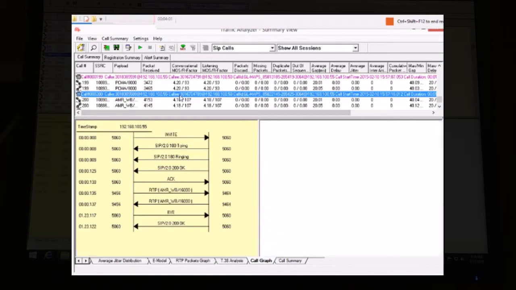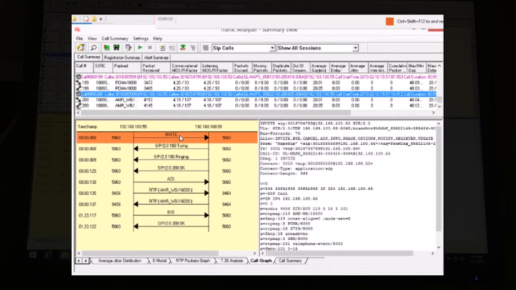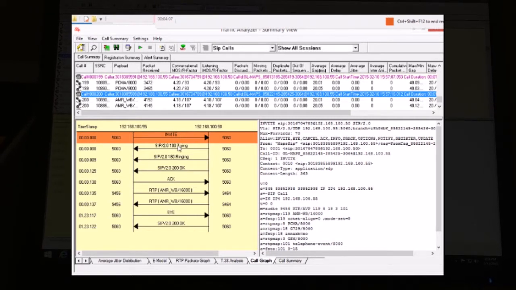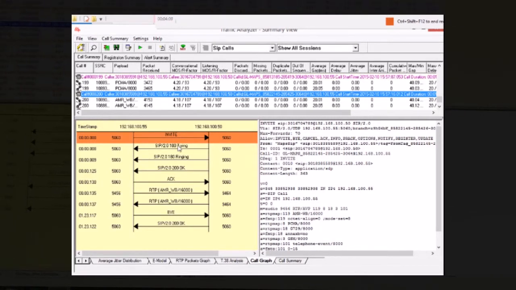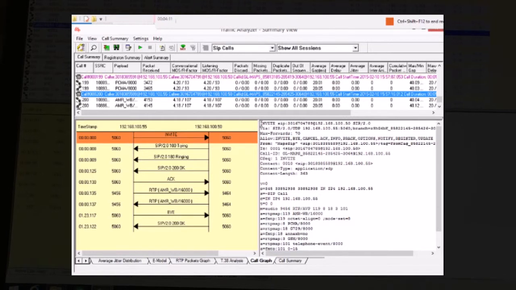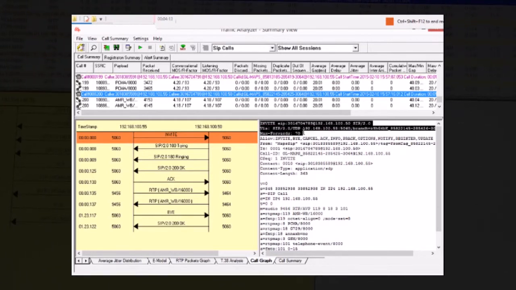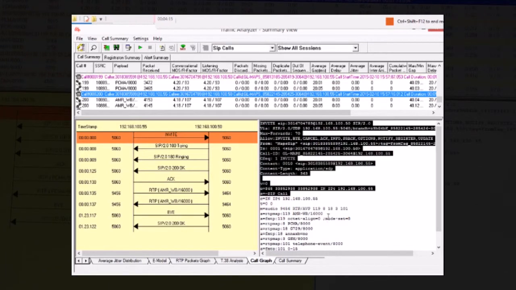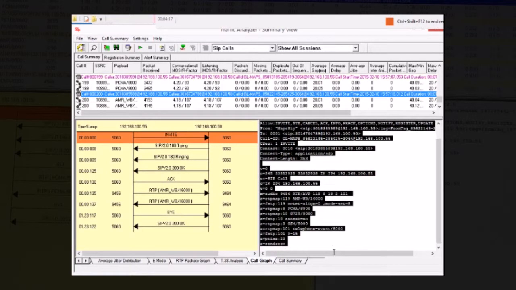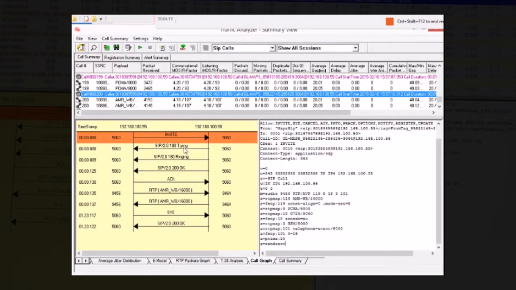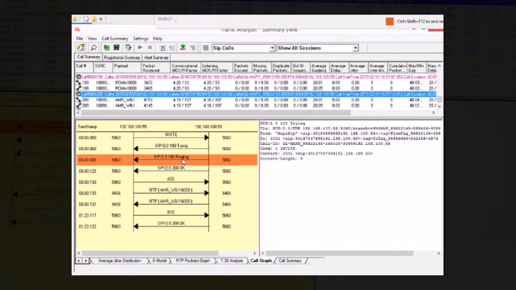Here is the call graph. The one highlighted call is displayed in all of its signaling. So you can highlight invite, and if you do that, here is the actual invite packet in all of its detail. The trying packet, for example, would be given there.